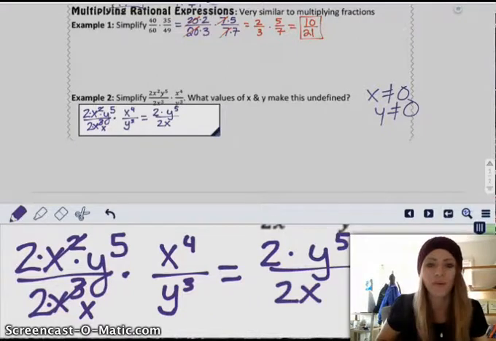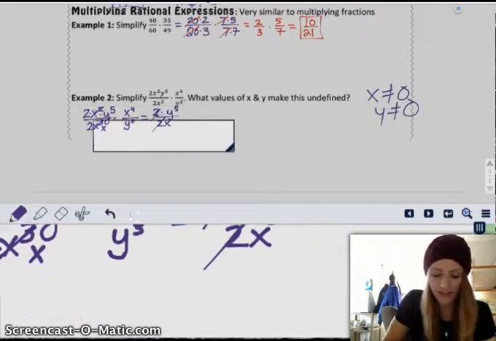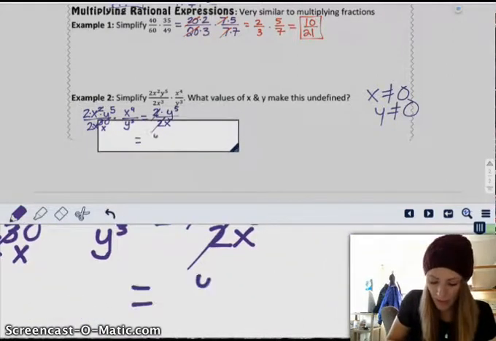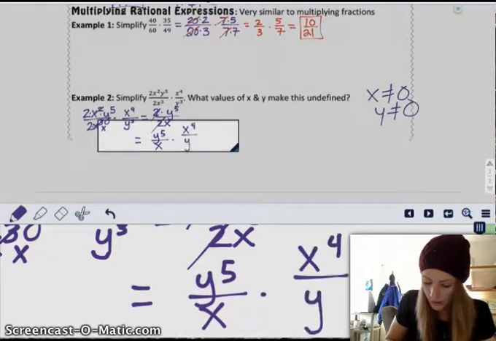Oh, hey, look at that. We have 2 2's as well. We can cancel out our 2 2's. Oh, man, I love simplifying. Okay, so now we have y to the 5th over x times x to the 4th over y cubed.